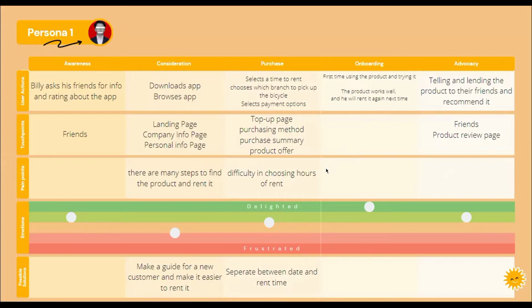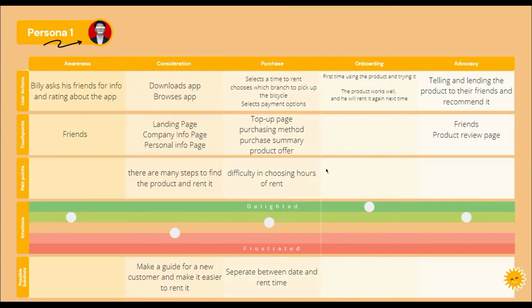First, Billy asks his friend for info and rating about the app. Second, he downloads the app and browses it. After he downloads it, he finds a landing page, company info page, and personal info page. Then he wants to order. He finds a top up page to top up his balance, and then purchasing method, purchase summary, and product offer.